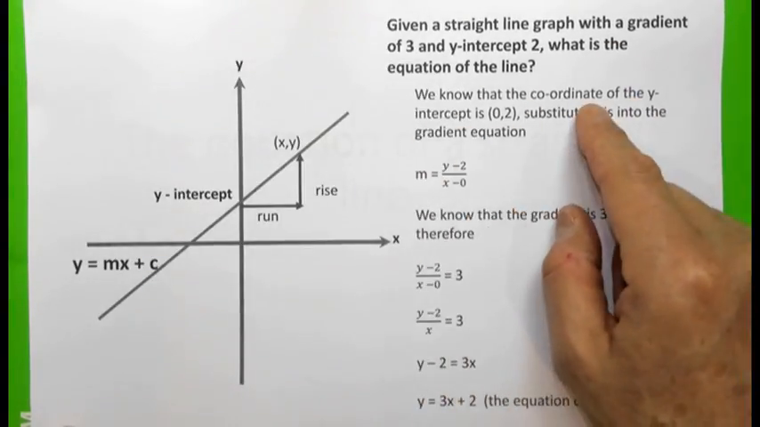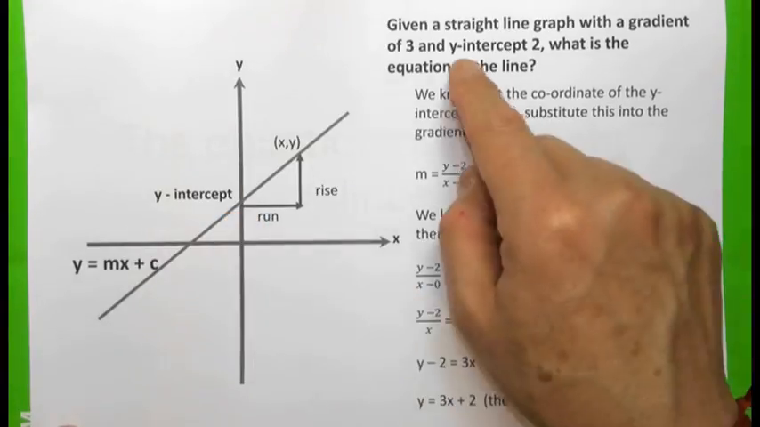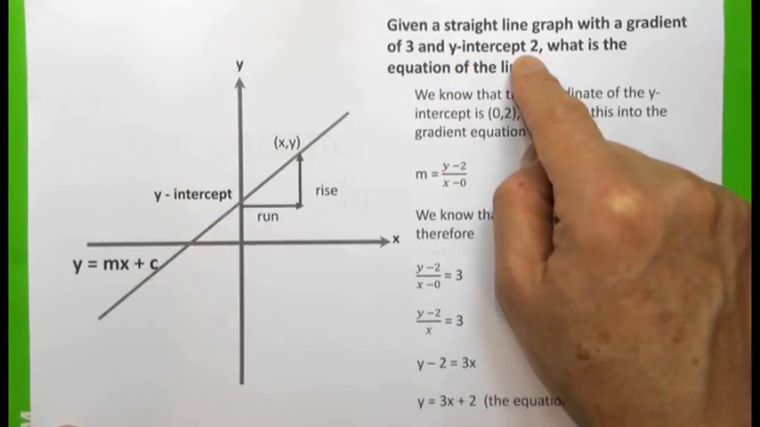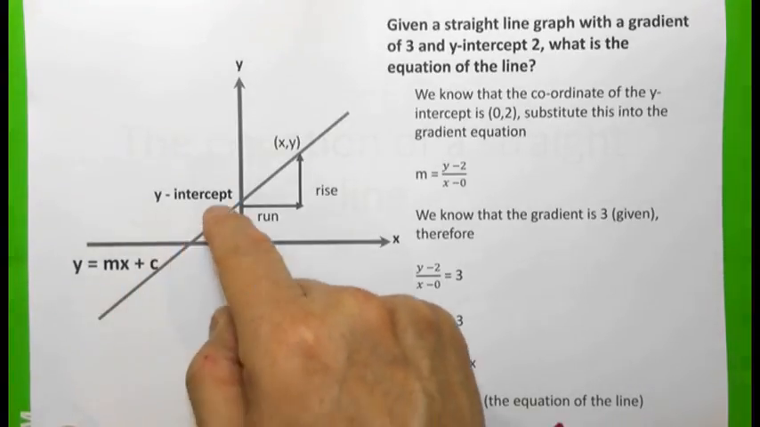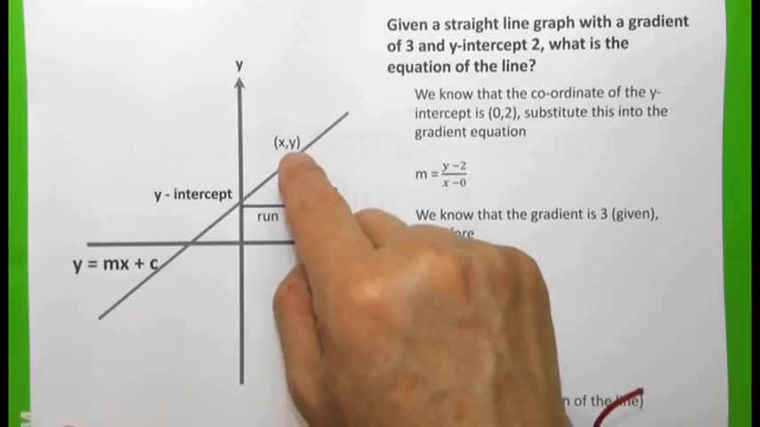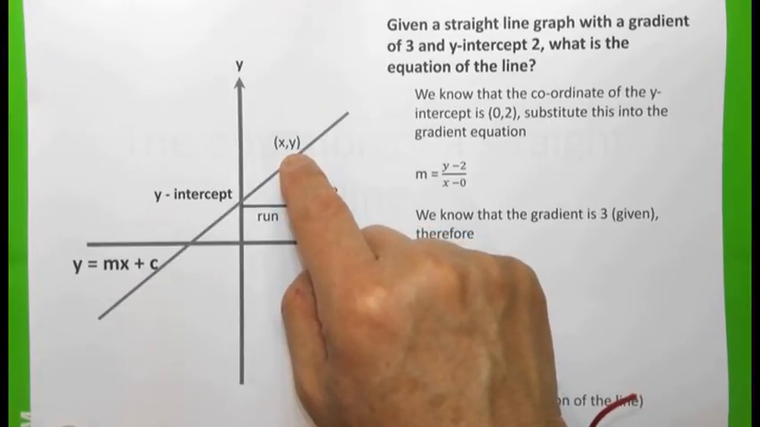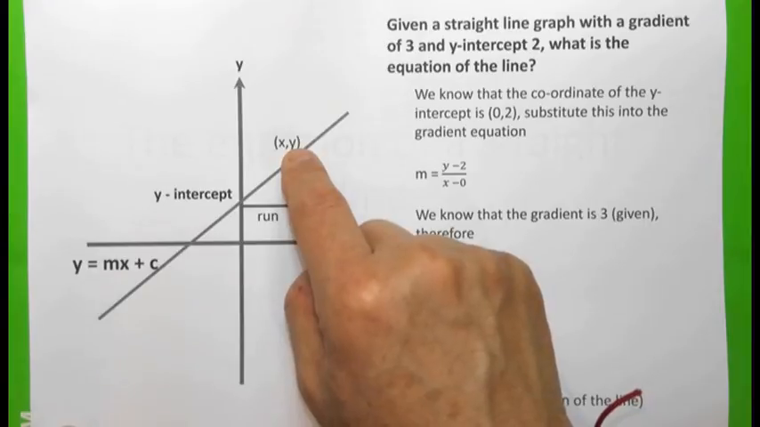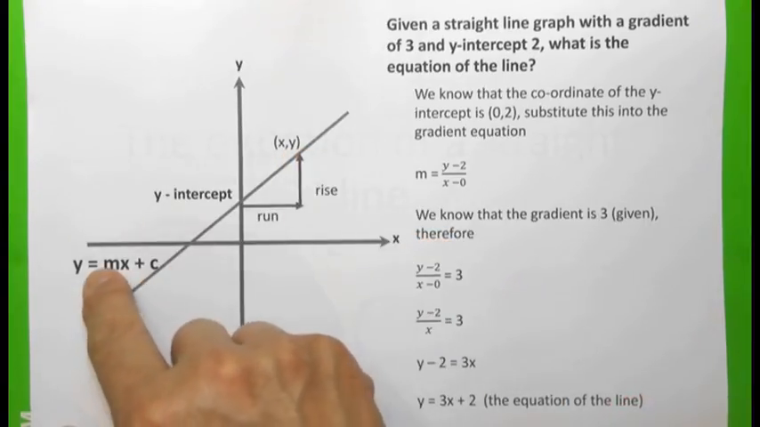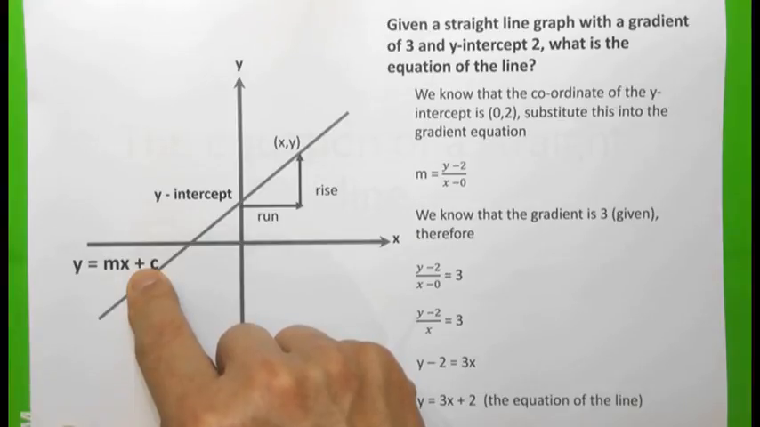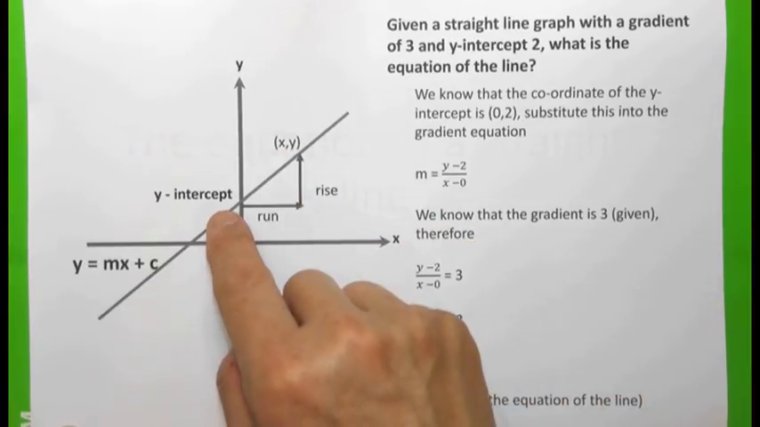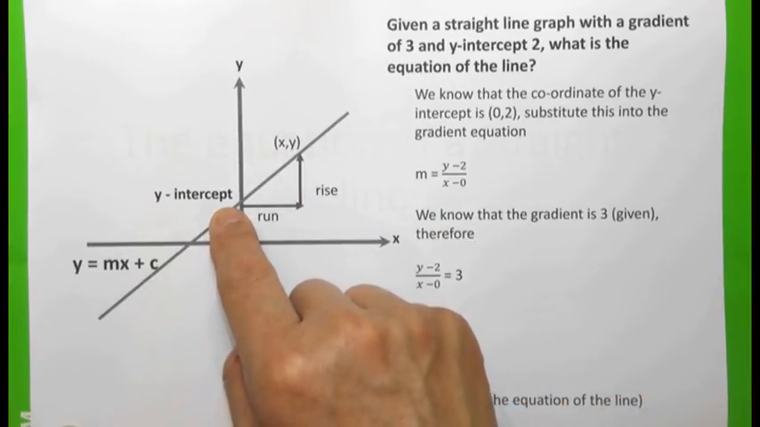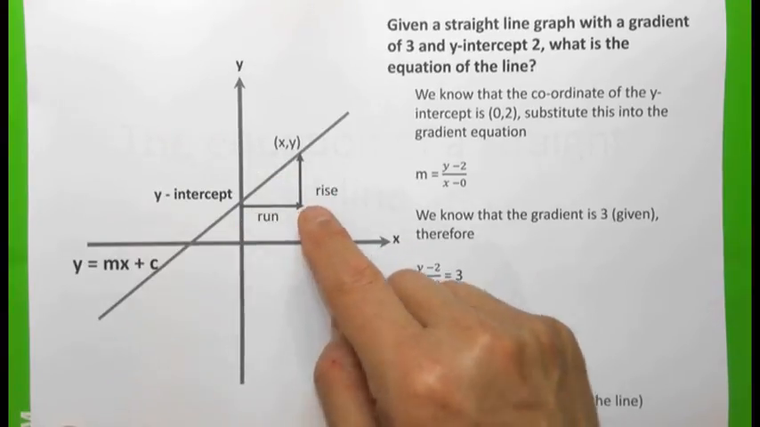Now, we know that the coordinate of the y-intercept is (0, 2) because it was stated in the question, y-intercept is 2. On this line, y equals mx plus c, each dot could be represented by coordinates of (x, y). And we know that y is related to x by this equation. So, if we substitute the information that we have, (x, y) and the y-intercept, we can also work out the m.